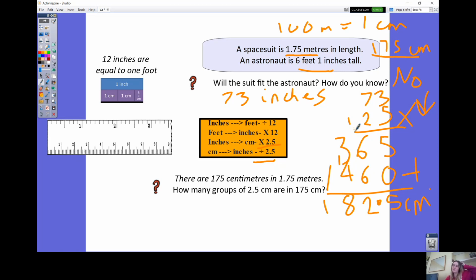When it says how do you know, you have to work out what the answer would be and explain, and I would do a sentence here explaining, I know this because the spacesuit is 175 centimetres, whereas the astronaut is 182.5 centimetres. So the spacesuit needs to cover the whole astronaut, obviously, because it needs to protect it from everything. Therefore, it would be too short. And that's how I explain it. And I'd also show the working as well, because it's really important that you show your working, as we always encourage you to do in lessons, because you get marks for that as well.